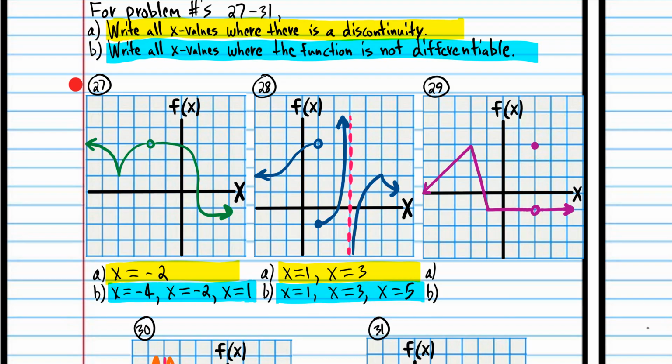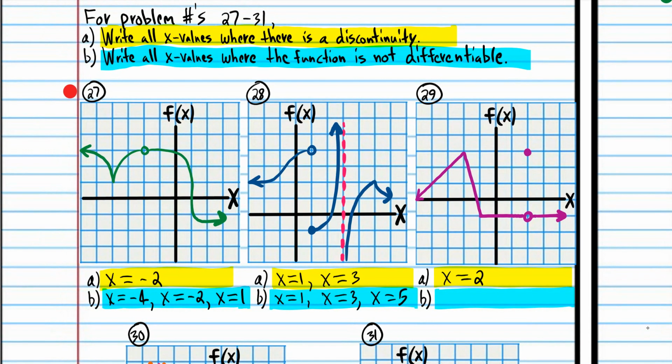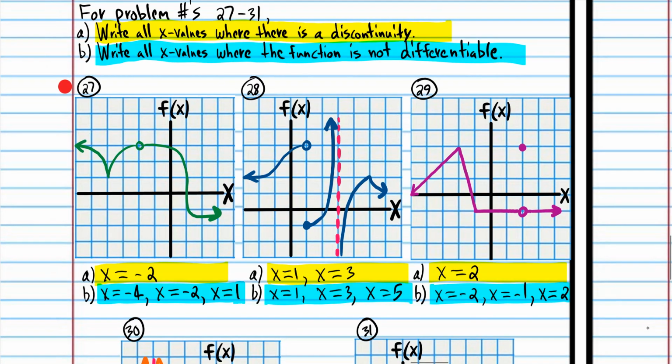So let's go to this purple graph. Where are the discontinuities? Well, we have a discontinuity at x equals 2, and I think that's the only one. That's a removable discontinuity. What x values do we have where the function is not differentiable? Well, obviously x equals -2 because we have a sharp turn. We also have a sharp turn here at x equals -1. And of course, the function is not differentiable when it's discontinuous.